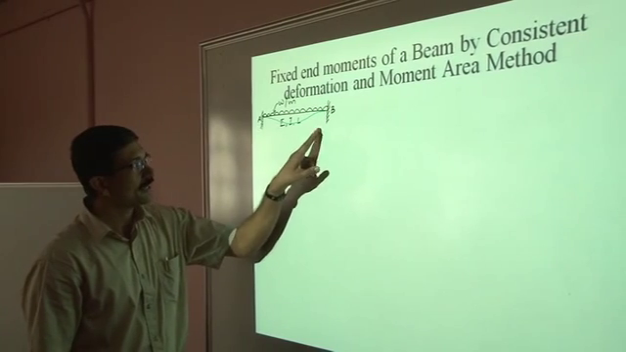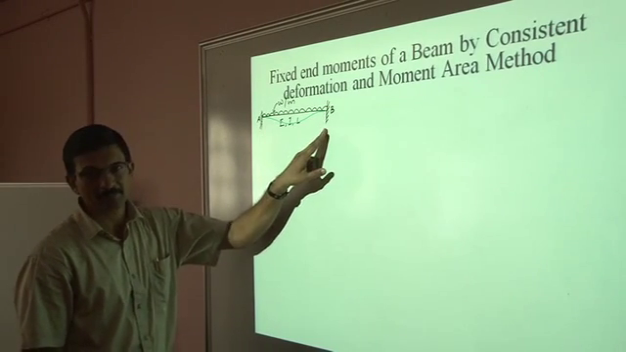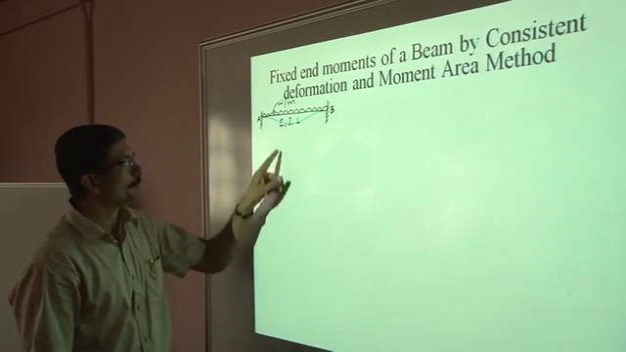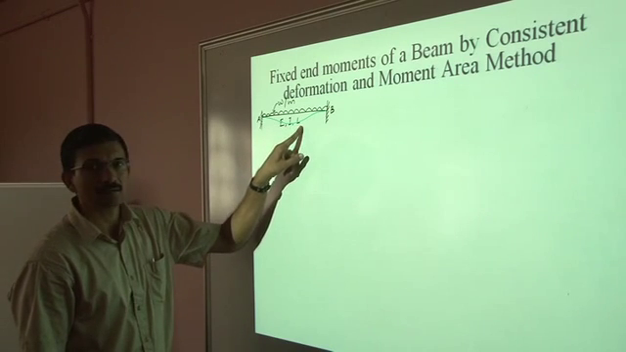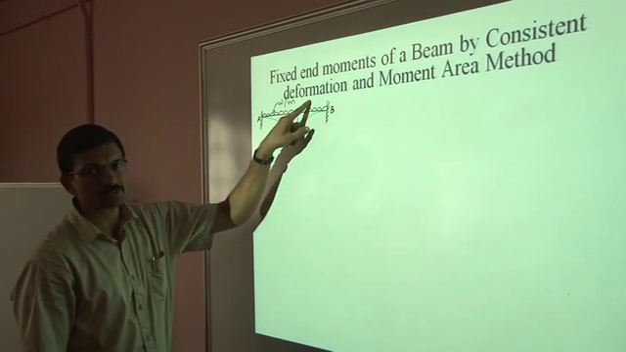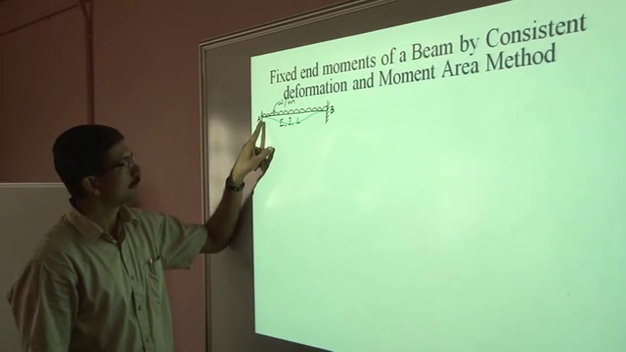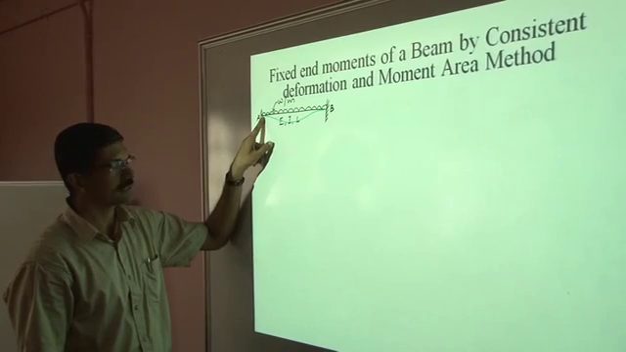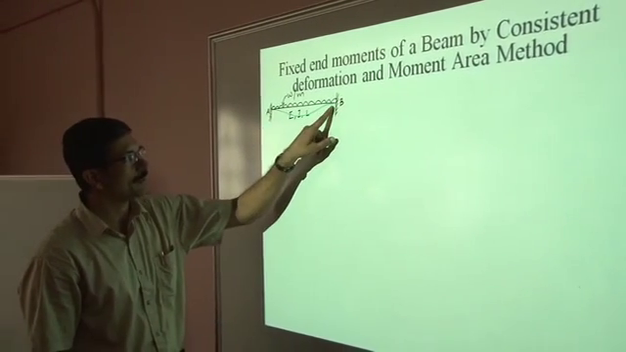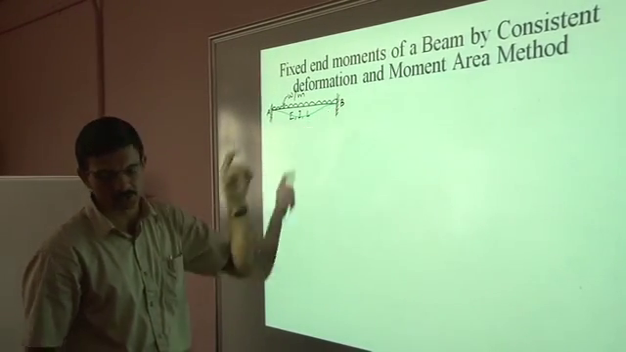So here we have a one span fixed beam, both ends fixed, with properties E, I and L, subjected to UDL throughout. Deflected shape of the beam would be like that. Slope is equal to 0 here, deflection is equal to 0 there, and similarly slope and deflection are 0 at this end also.